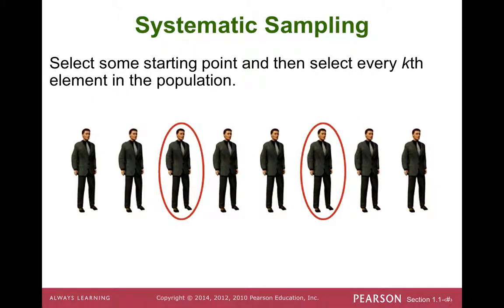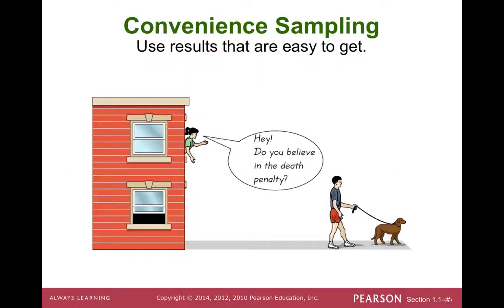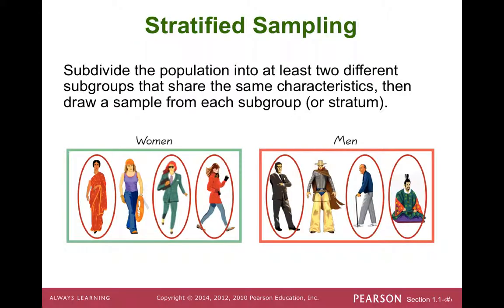Systematic sampling involves picking every kth element in the population. In this picture here, every third man was chosen for the sample. Convenience sampling means you just ask whoever's around. Stratified sampling, you take the population, you divide it into two groups, and you pick some from each group.